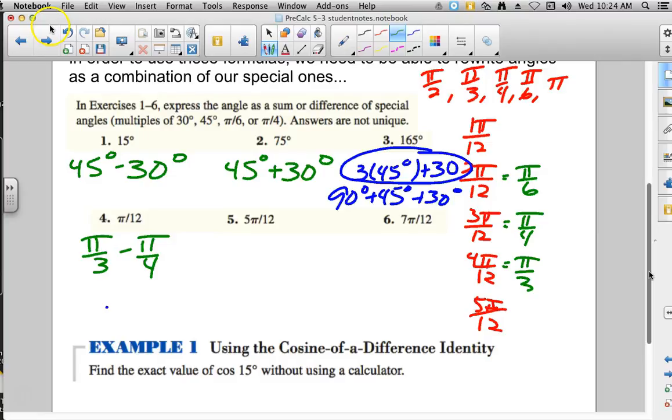Overwhelmingly, it looks like pi over 3 minus pi over 4 wins for number 4. And then for number 5, pi over 6 plus pi over 4 is definitely what I saw on most papers. And then most of you realized, hey, I could just use what I used for number 4 and do addition instead and get number 6.